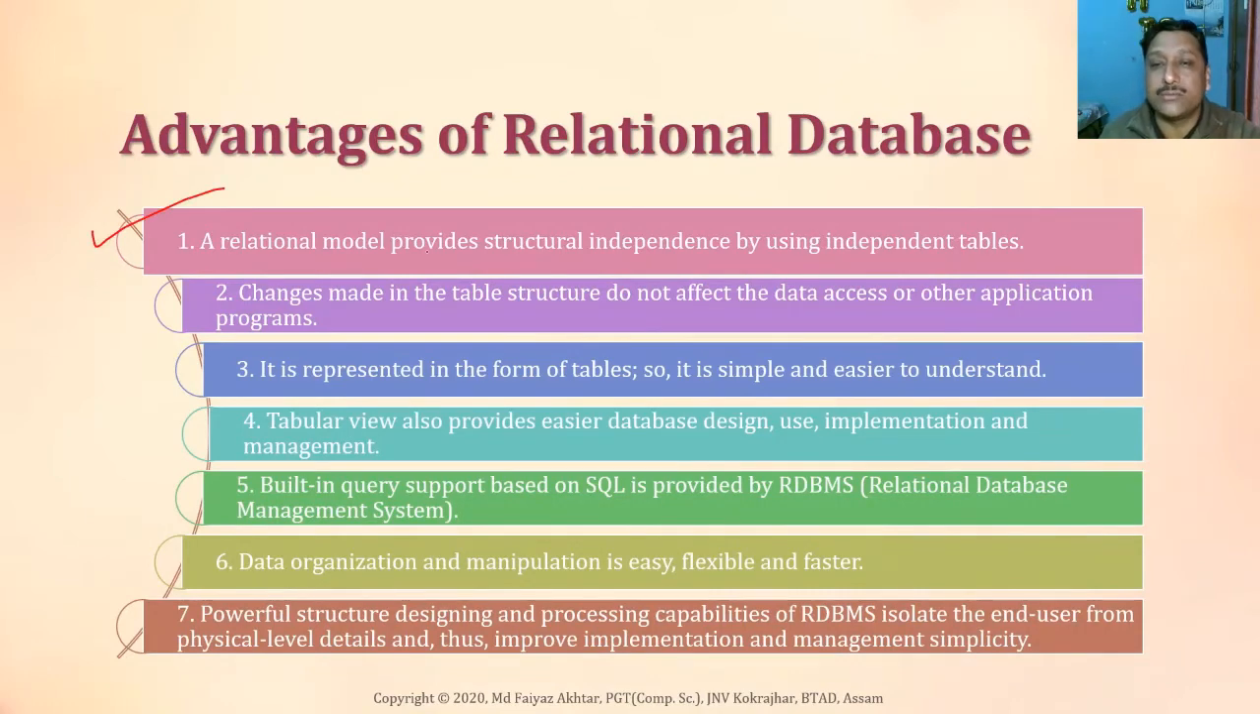A relational model provides structural independence by using independent tables. One type of information is stored in one table, another type of information is stored in another table. So independent structural information of data is there. Changes made in the table structure do not affect the data access or other applications. If the table structure is changed, then there is no effect on other parts of the program.